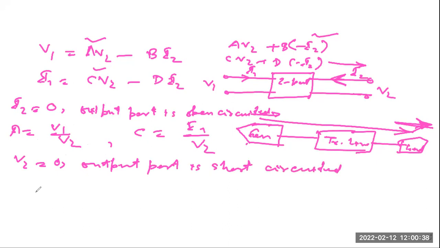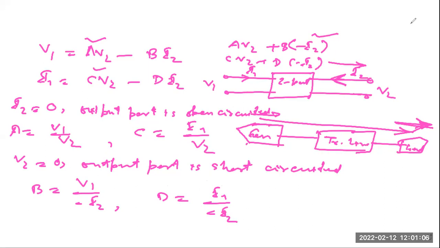So how to calculate this thing? We are going to calculate B. B will be equal to V1 by minus I2, and D will be equal to I1 by minus I2. So V1 by minus I2 is basically the ratio of voltage by current. Voltage by current means this is basically impedance.